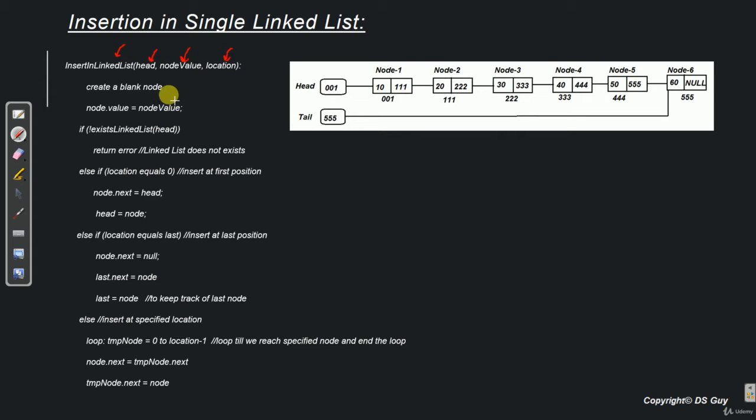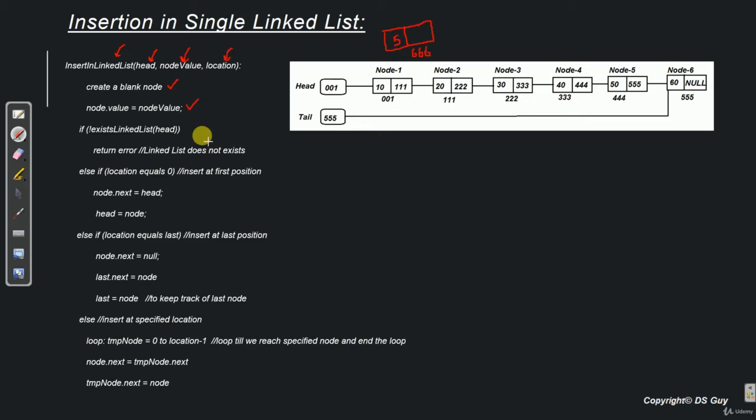So first what we have to do is create a blank node and update the value of that node with the value given by the user. So let's say this is our blank node which is residing at address 666. We update the value part of it with the value given by the user, which is 5.